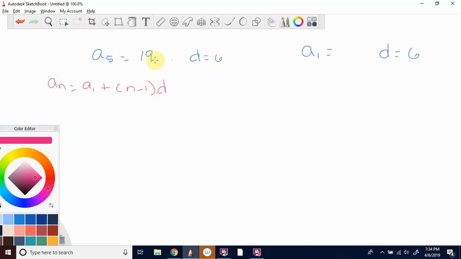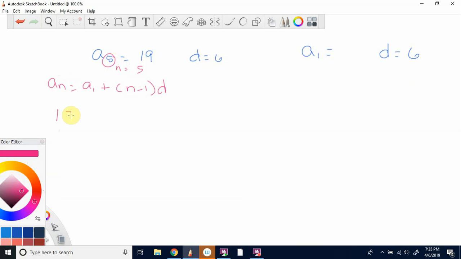All right? I know what a sub n is. It's 19, which makes n 5. So if I put a sub n, so I put 19 equals a sub 1, because we don't know that, plus 5 minus 1 times 6 is d. Now I only have one variable, and I can solve using algebra. I get a sub 1 plus 24. I minus 24, I get a sub 1 equals negative 5.